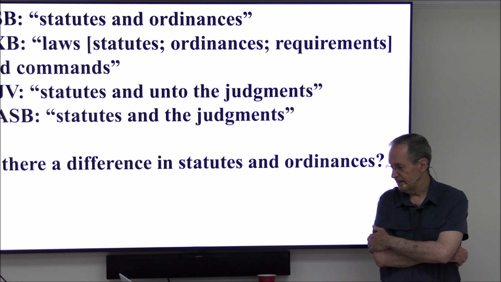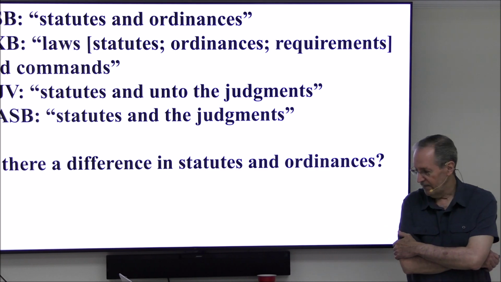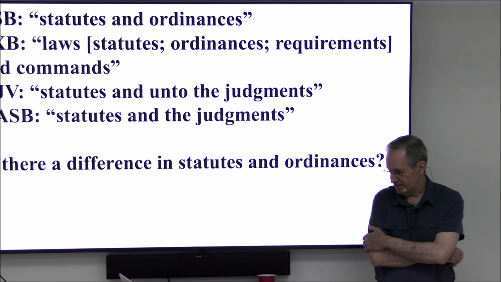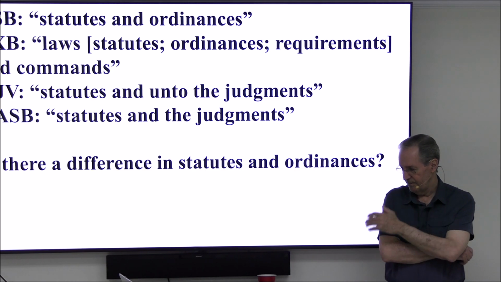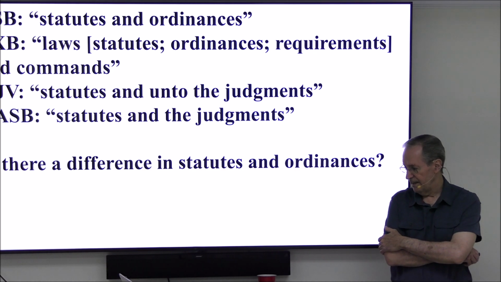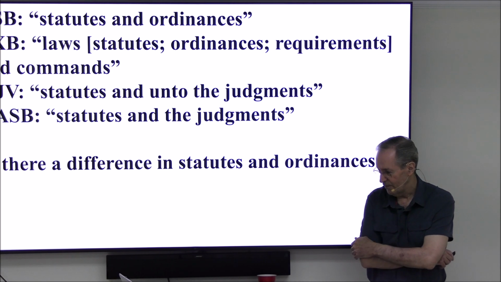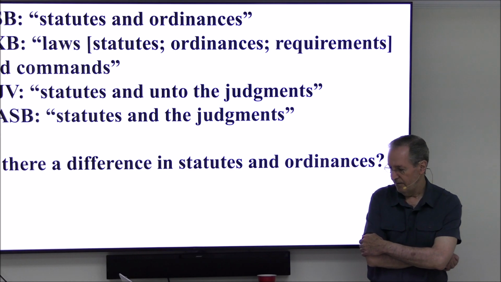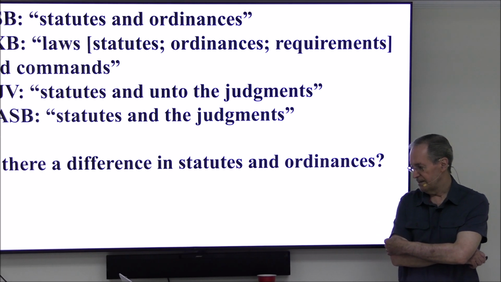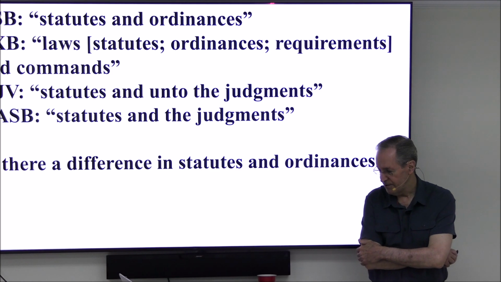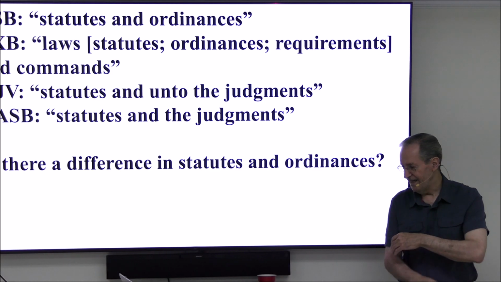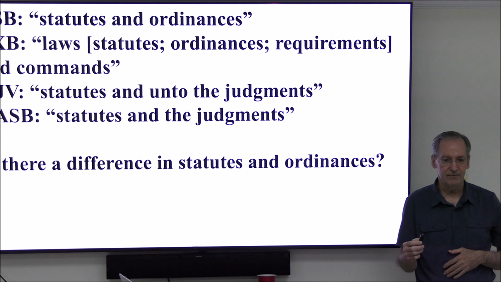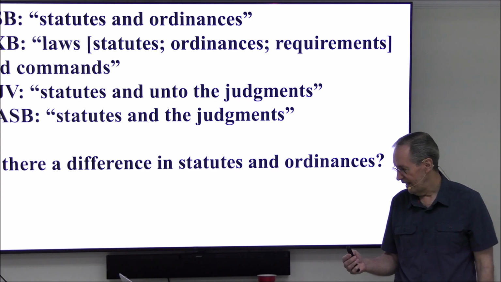So, before we answer that question, I got 4 different translations here. One's ours, the CSB, Christian Standard Bible, says statutes and ordinances. The Expanded Bible says laws, statutes, ordinances, requirements, and commands. King James Version says statutes and unto the judgments. And the New American Standard Bible says statutes and the judgment. So back to the same question, is there a difference in statutes and ordinances? So why did they put both of them?